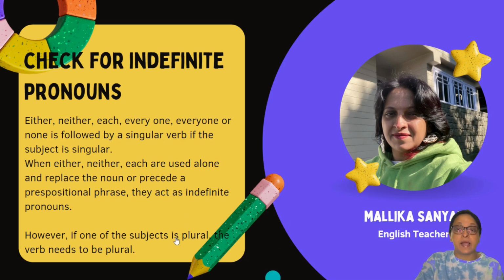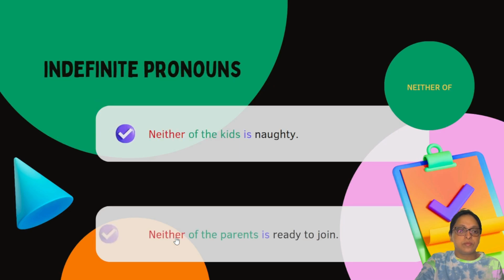So let's see some examples of how we are using indefinite pronouns. Now check out these two sentences. Neither of the kids is naughty. What does this mean? This means there are two kids, and we want to say that no one of them, not this one or that one, is naughty. In a negative sense, we are saying he is not naughty, and she is not naughty either. That's what we are trying to say, but we say it in a very compact sentence: neither of the kids is naughty.